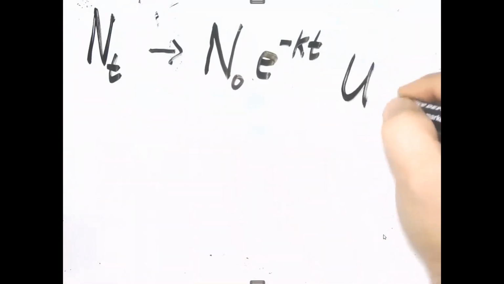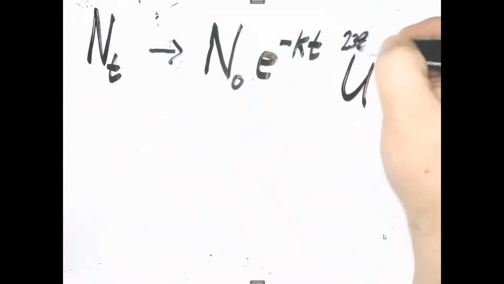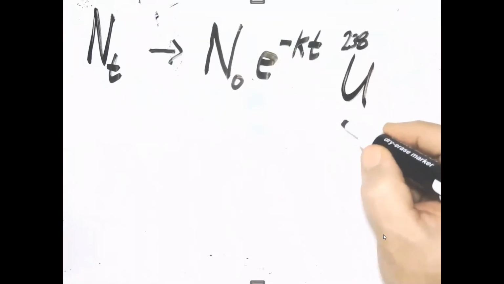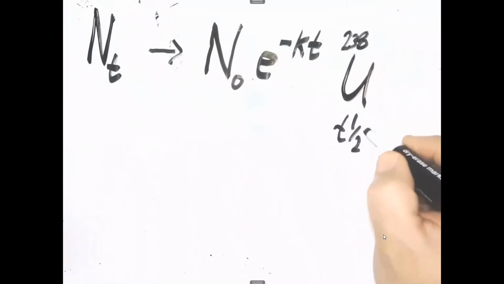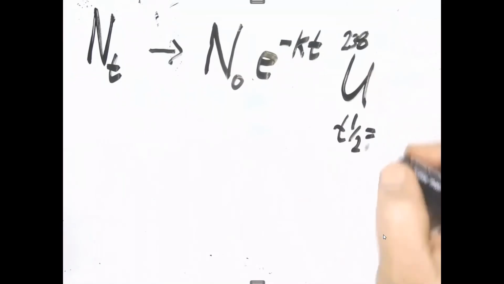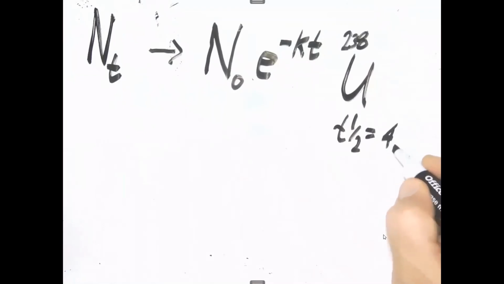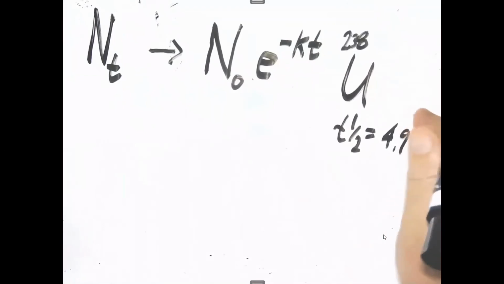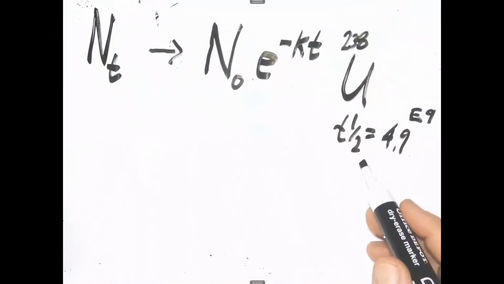Uranium-238 has a half-life that's pretty big. It's going to be 4.9 times 10 to the 9th years. That's 4.9 billion years. It's a big number, okay? So that'll be T1/2.